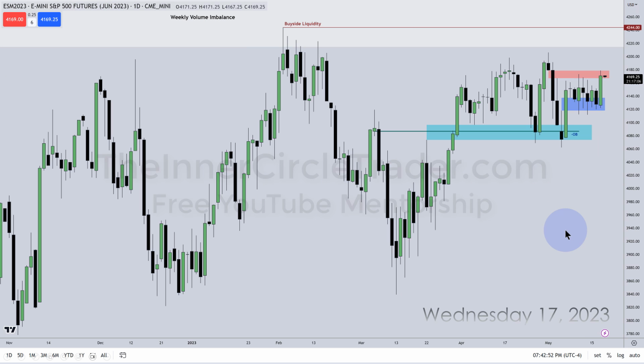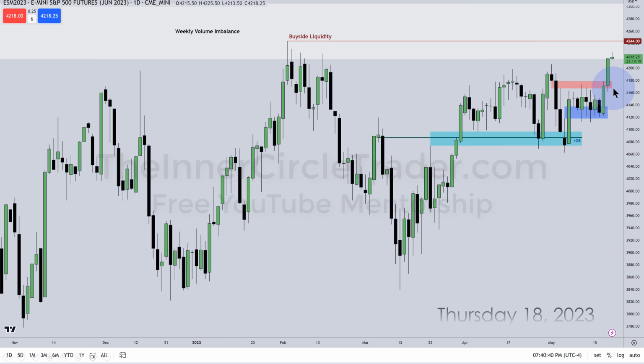All right, and here is the daily chart I showed yesterday evening. So here's yesterday's chart. All I did was use the same slide that I created yesterday evening, and now here's what we're going to see today. There's the delivery to the buy side I told you we would see, and we drew into that weekly volume imbalance. Not hard, is it?